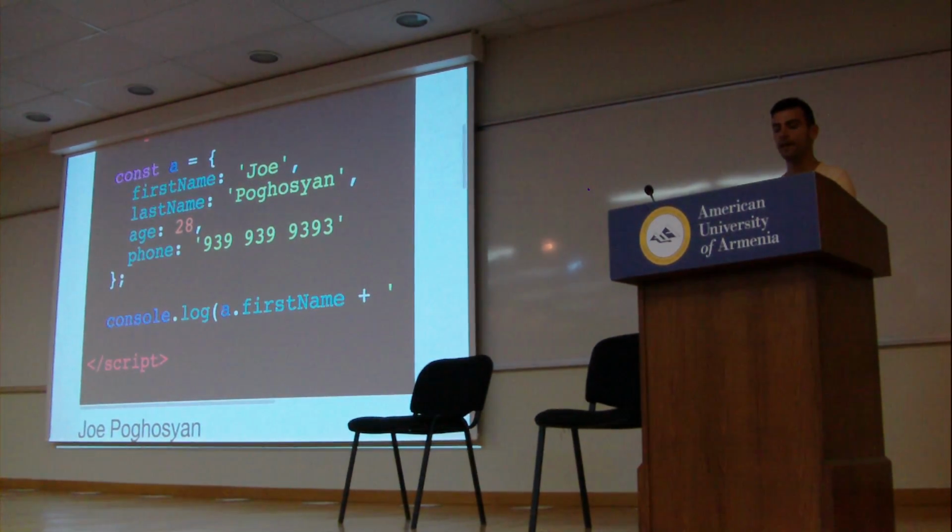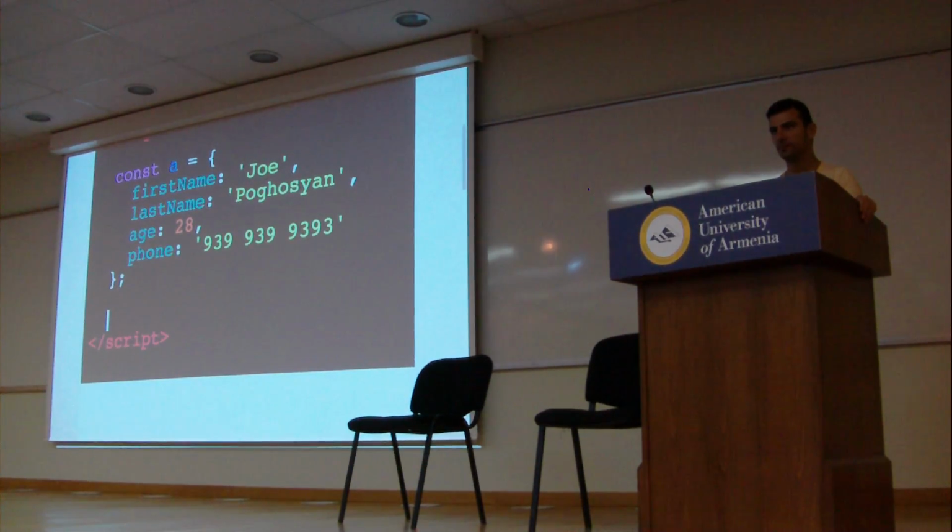So we know we can get a value by doing a dot the name. Yes? Guess how we can change a value? Just guess. How do I change the name from Joe to Mike? A dot first name is Mike.